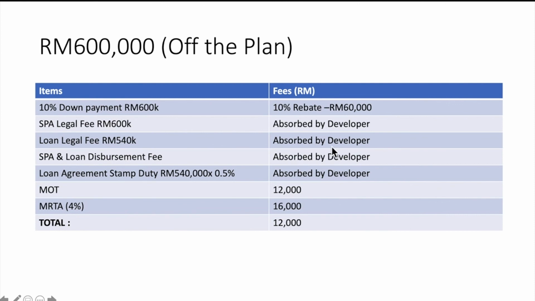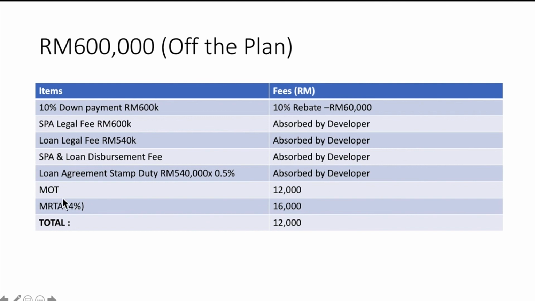Sometimes we have to refer back to the summary in our atlas, so you can see whether this is absorbed or some of the developers they need to pay. But for Exim project, all these are actually absorbed. I will show you an example later on the summary. So loan legal fee stamp duty, loan agreement stamp duty absorbed by developers. For Exim projects, usually these four items are absorbed.